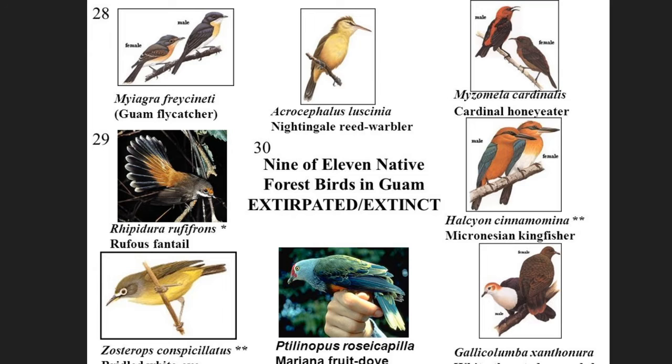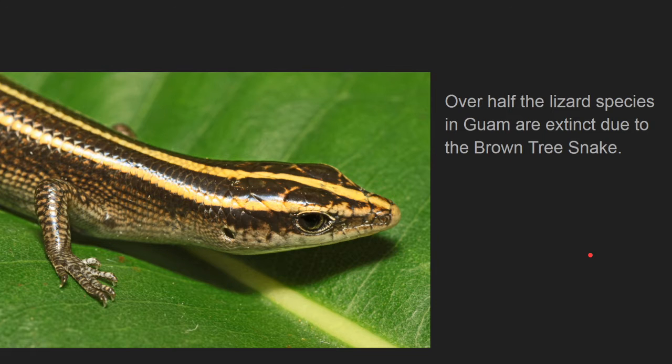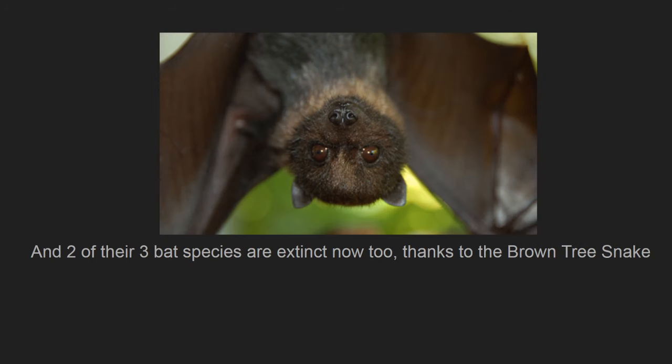And as though that's not bad enough, over half of their lizard species, I couldn't get a good number on this one, are now either extinct or believed to be functionally extinct because, as a generalist, it will also eat lizards. Anything that's small enough to fit in its mouth. Additionally, it eats bats. And out of the three bat species that Guam had, two of them are now extinct.